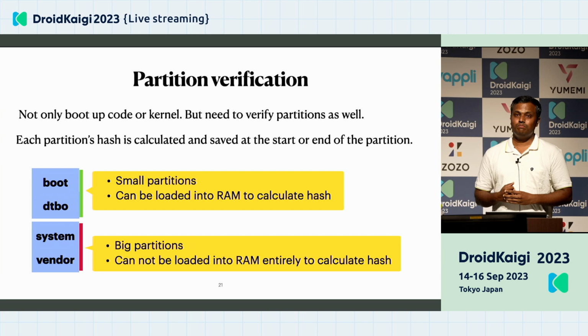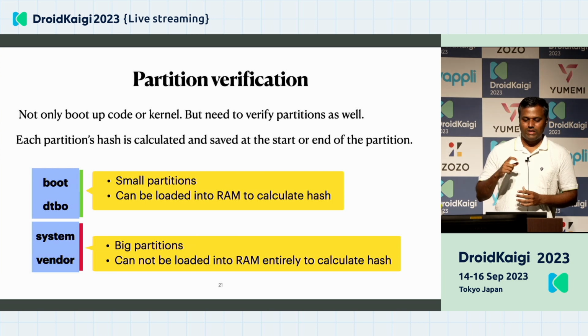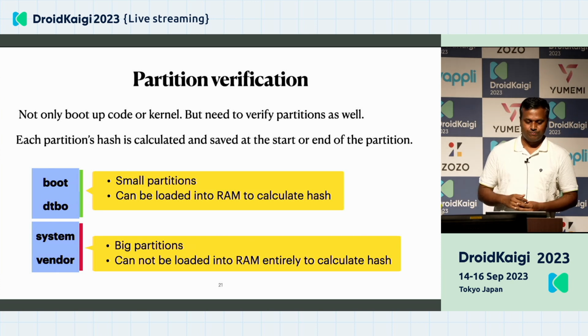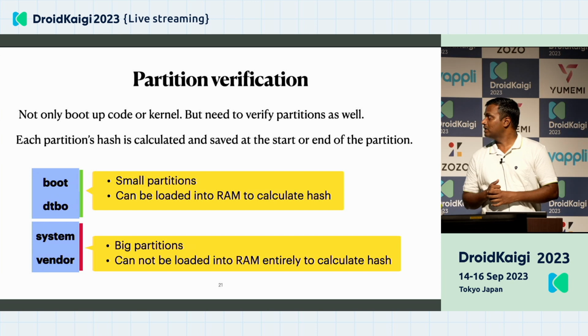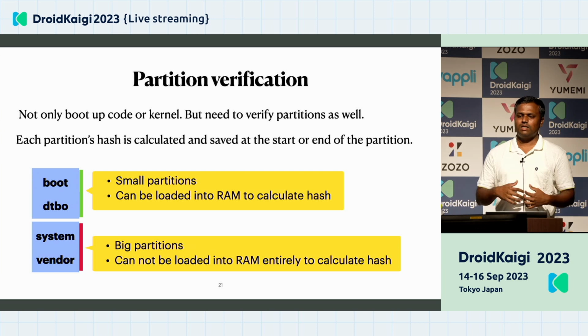Boot verification doesn't only mean verification of the boot partition, but we need to verify all the other partitions which are referred from the bootloader. While verifying every partition, a hash needs to be calculated and stored before delivering the device, at the start or end of the partition. Then while loading the OS, or while booting, this hash is cross-verified. Some partitions like boot and DTBO are small, and can be loaded entirely into the RAM, and the hash can be calculated easily, no issue with that.